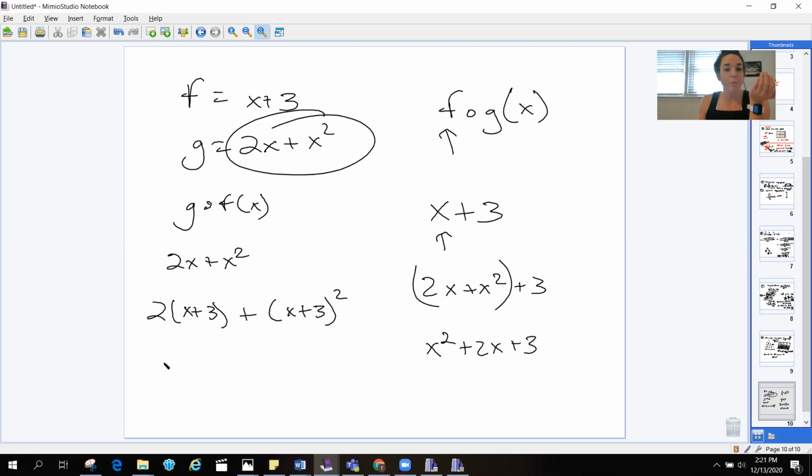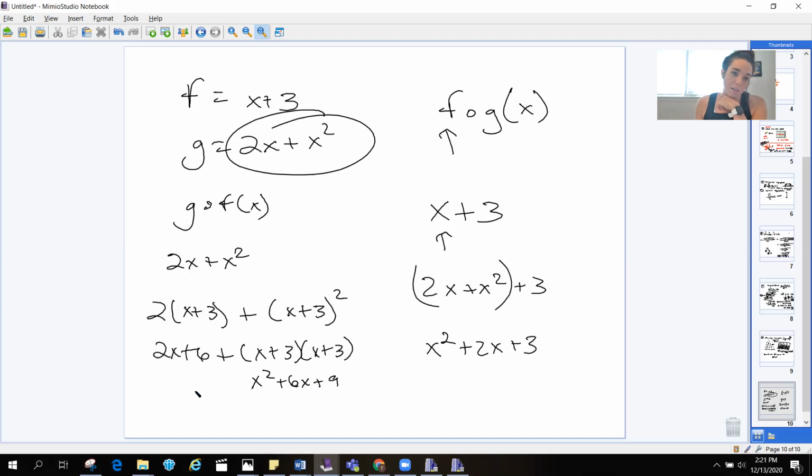So you would distribute. So this would be 2x plus 6. And over here, you're going to multiply x plus 3 times x plus 3. So that's going to give me x squared plus 6x plus 9. And again, we would write this out in standard form. So x squared plus 8x plus 15.